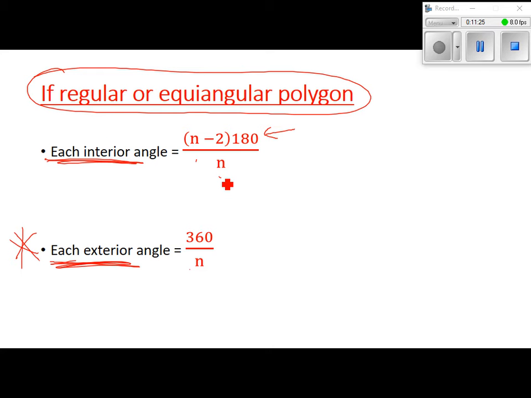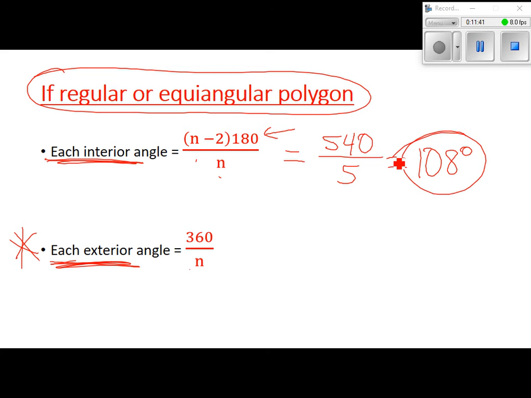So if we take that 5-sided figure that we had earlier, that pentagon, we figured out that all the angles must add up to 540. All we're going to do is divide that by how many sides there are. You divide that and you get 108. So if you have a regular pentagon, then every angle in that regular pentagon is 108 degrees.